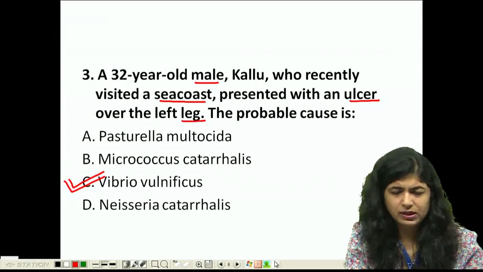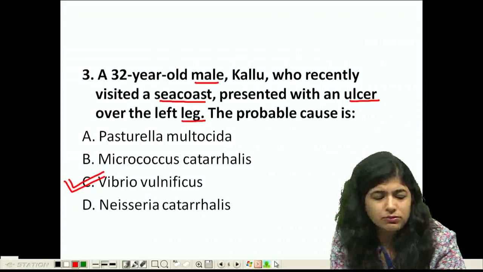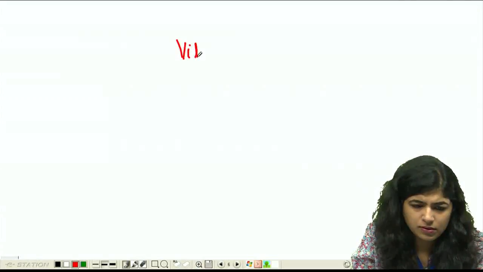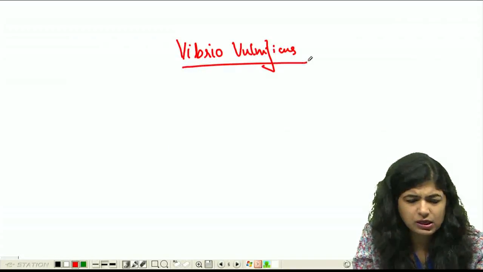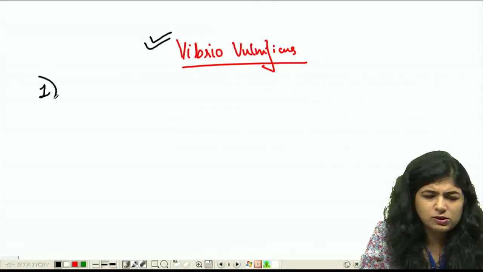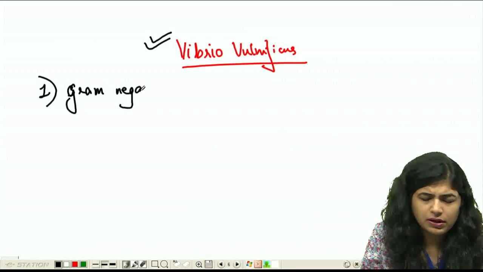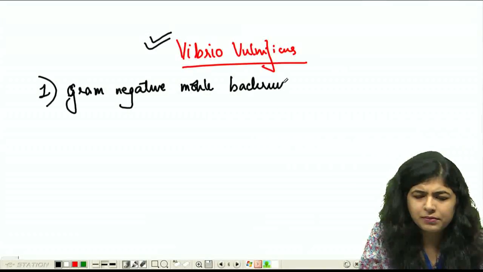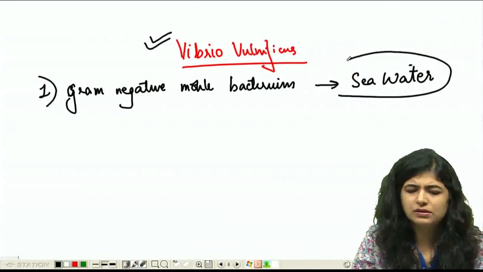Now, what is this Vibrio vulnificus? You must have heard of Vibrio cholerae, the one that causes cholera. This belongs to the same genus, Vibrio vulnificus. A difficult question, since you're not that well-versed with the other species. What is this? This is a gram-negative motile bacterium which is present in sea water. Right, it is present in sea water.